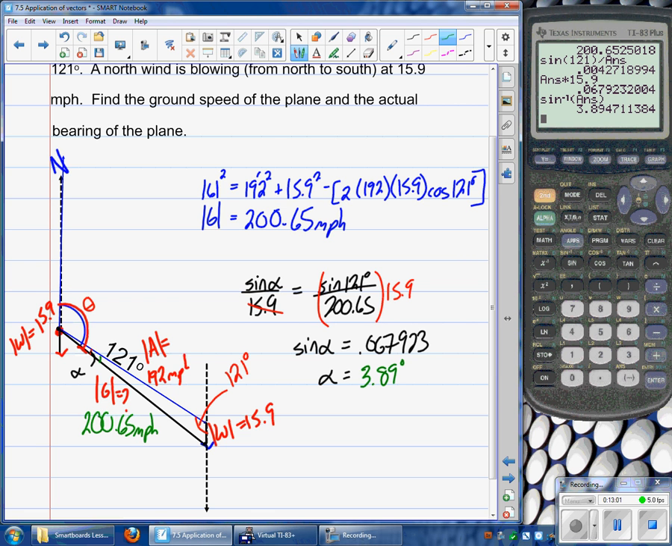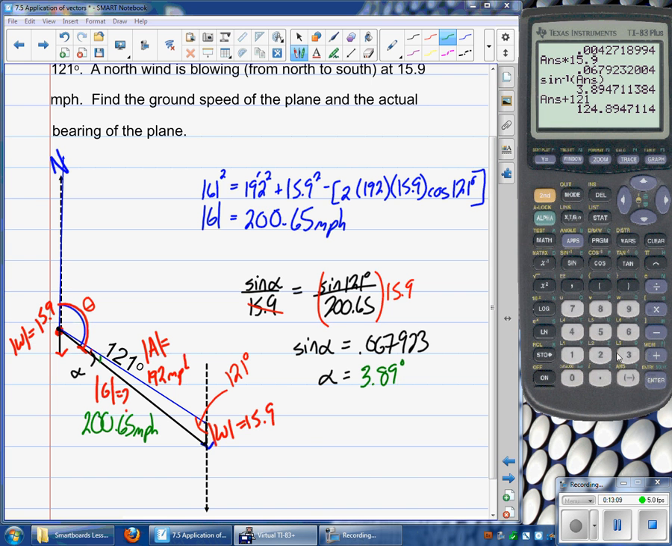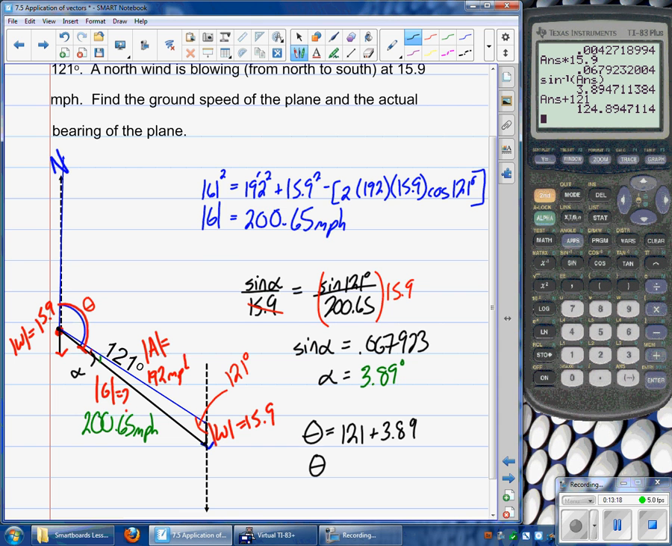That's just the angle between our blue and black vectors. Now what we need to do is go ahead and add the 121 to that, and there is the actual bearing of our plane. So theta would be equal to 121 plus 3.89, which means the actual course of our plane will be from due north 124.9 degrees, rounded to one decimal place here. So traveling at a ground speed of 200.65 miles per hour on a bearing of 124.9 degrees from due north.